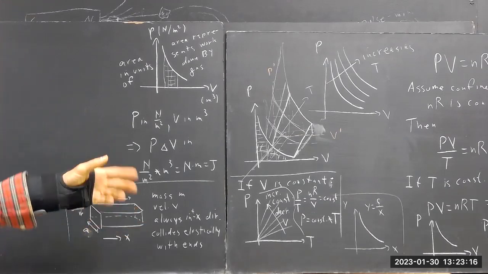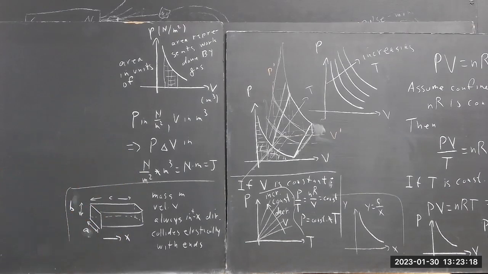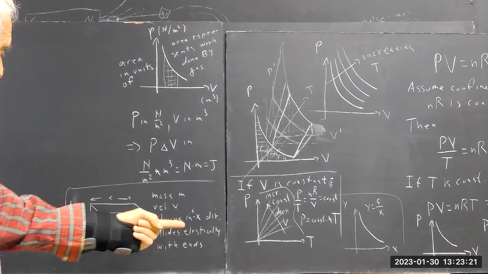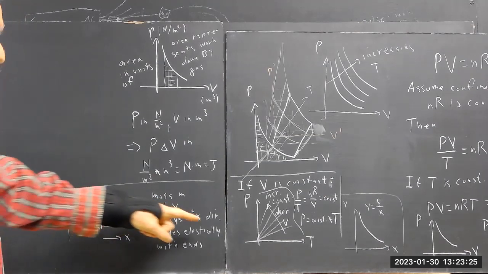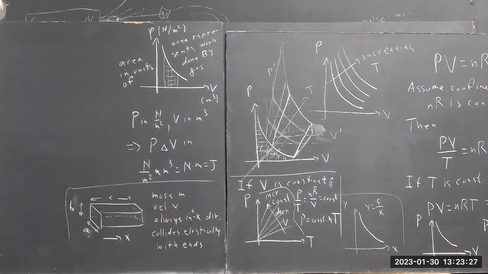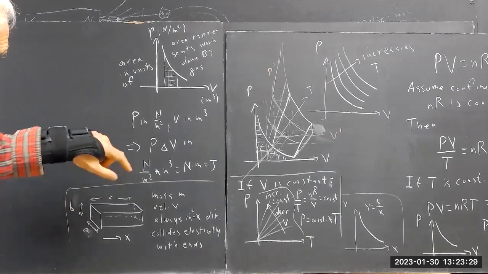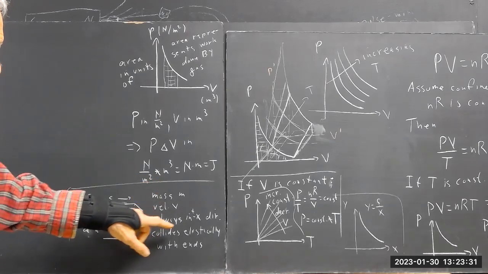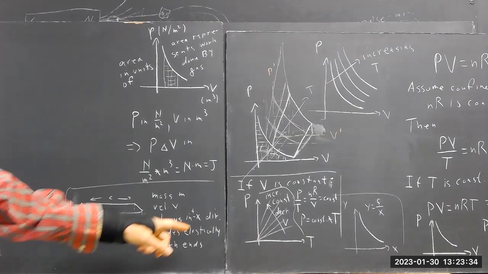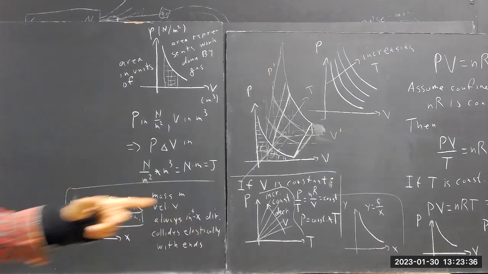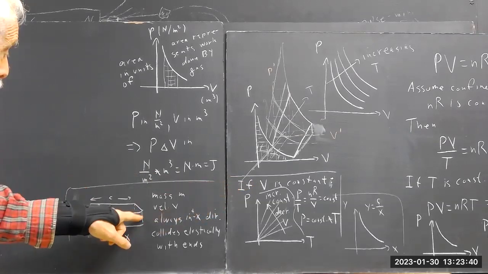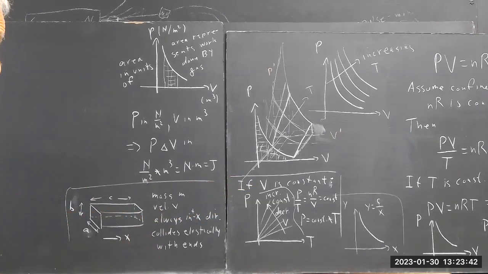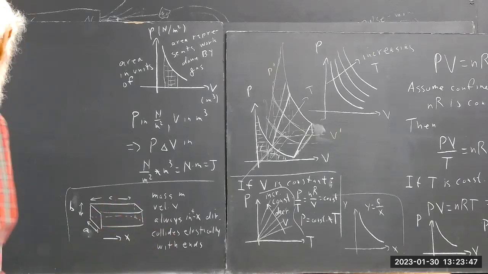You've got, say, a rectangular parallelepiped container, the x axis in this direction, implicitly the direction of the axis of symmetry. Dimensions A by B by C, mass M, velocity V. Velocity V is always in the positive or negative x direction. So this thing is just bouncing back and forth between this wall and this wall. Collides elastically with the walls. Okay. And now we want to figure out the force.